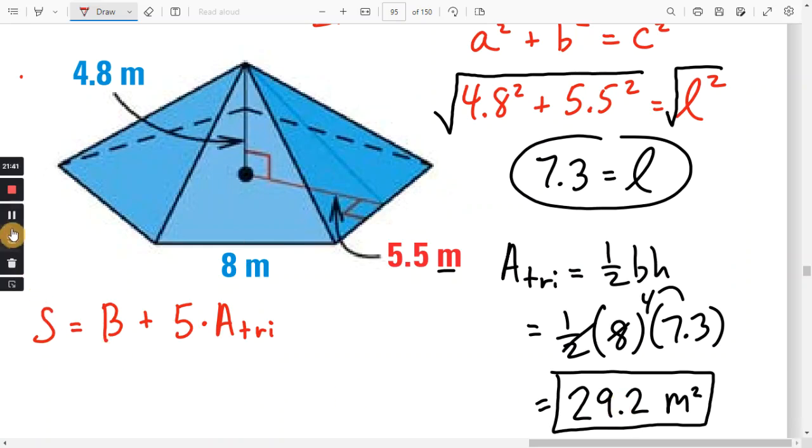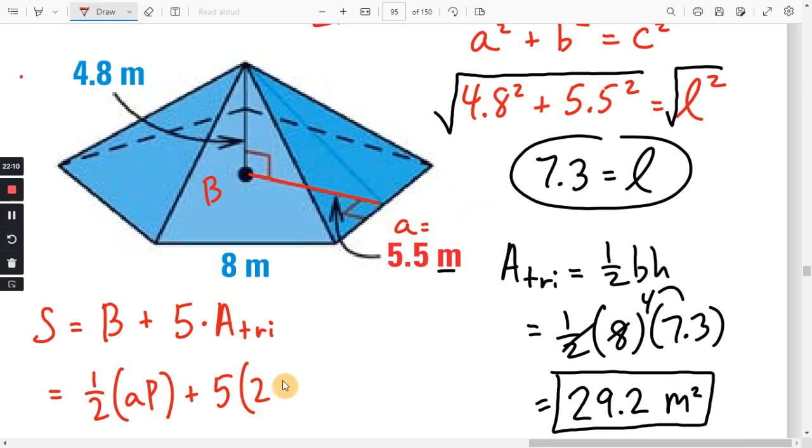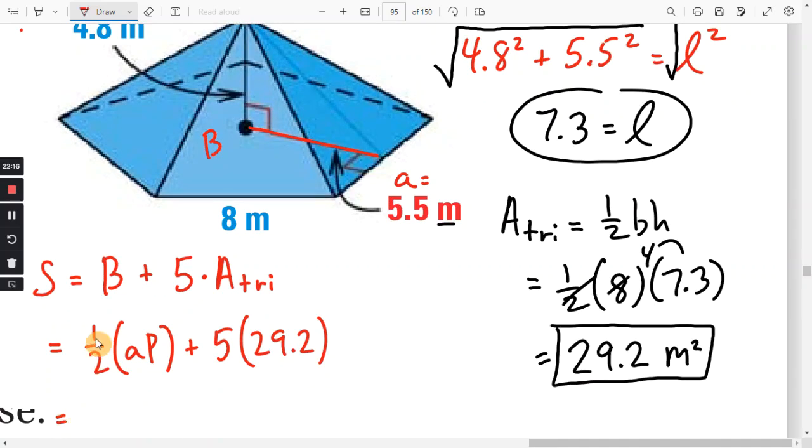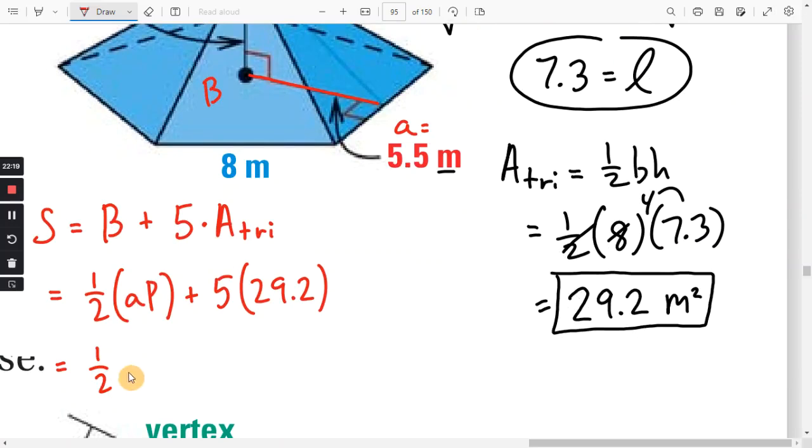Okay, so for the base, capital B, that's the area of the base right here. That's going to be 1/2 times the apothem, which is this distance right here. That's 5.5. Well, let me write it out first. 1/2 apothem times perimeter plus 5 times the area of each triangle, which is 29.2. All right. So that's going to be 1/2 times the apothem, which is right here, 5.5.